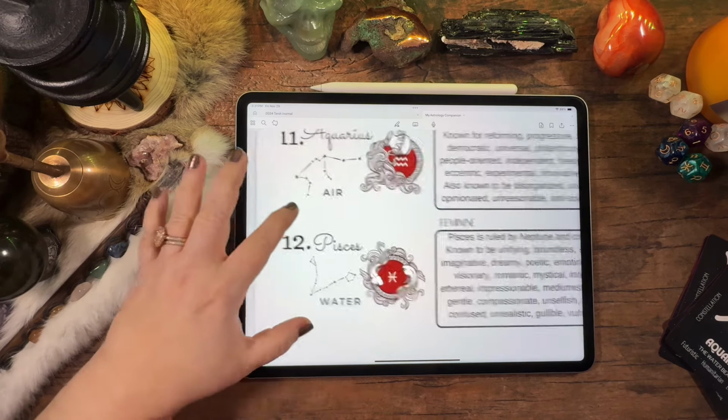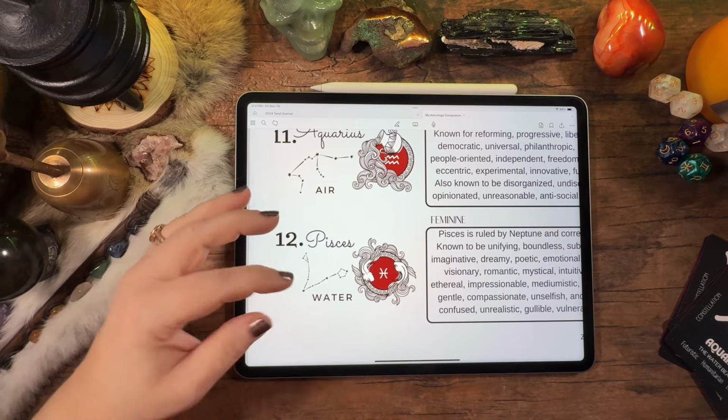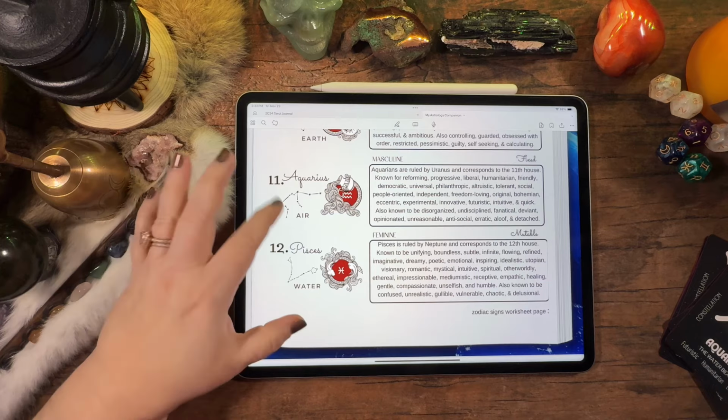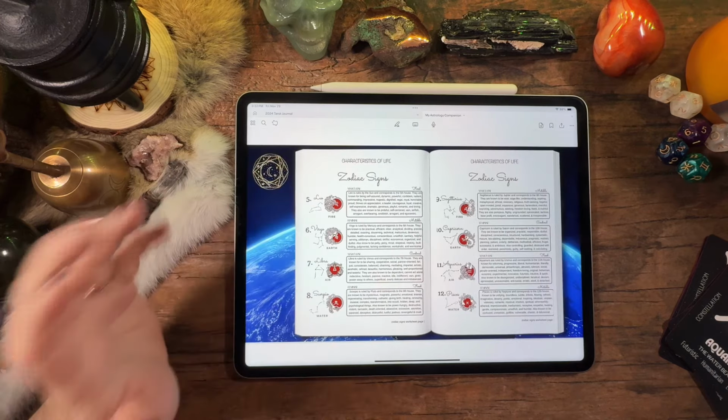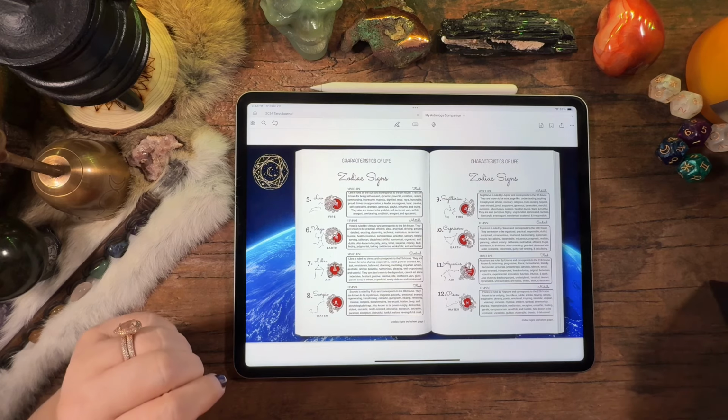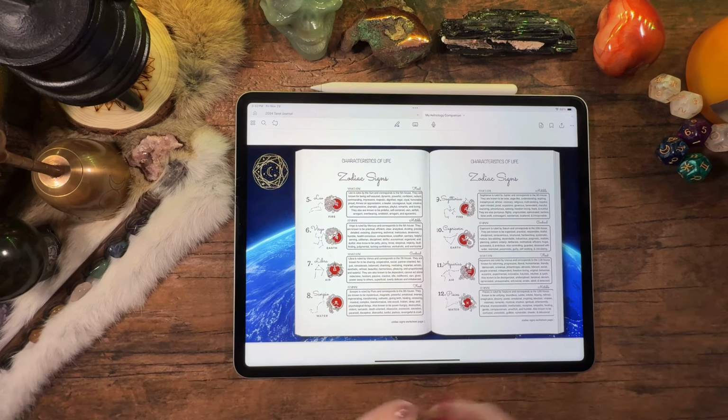I believe that the Pisces are the most psychic, in my opinion. But that's neither here nor there. It's a personal thing, right?